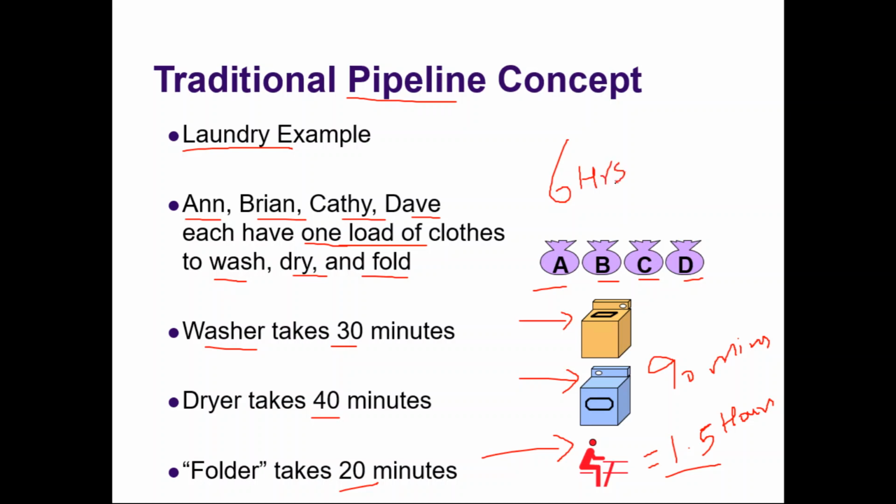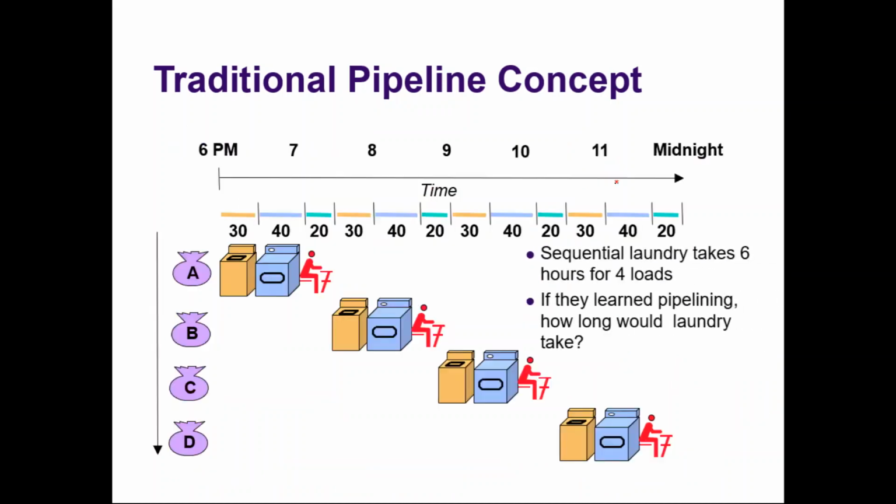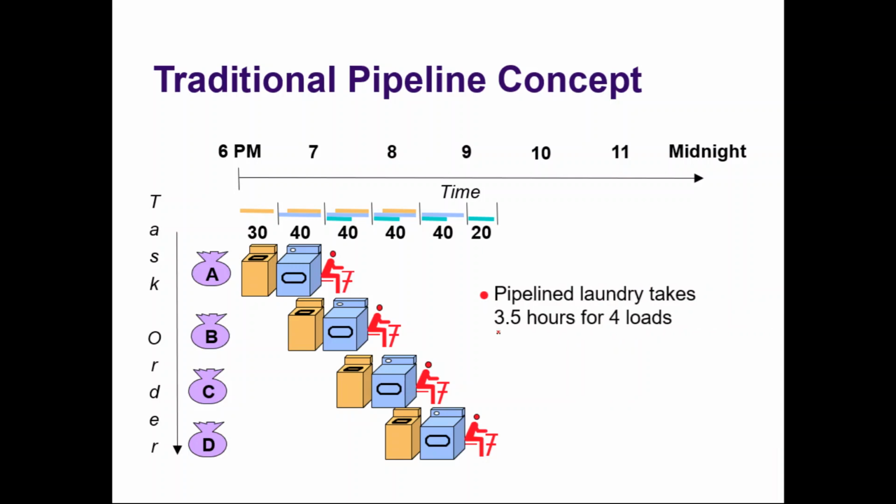Okay, if we use pipelining, what will happen, that we will see. This is without pipelining: once the first load is completed, the second load is started. Once the second load is completed, the third load starts. Once the third load is completed, the fourth load starts. So sequential laundry takes 6 hours for four loads. If they learned pipelining, then how long would it take, that is the question. Actually it would take only 3.5 hours.